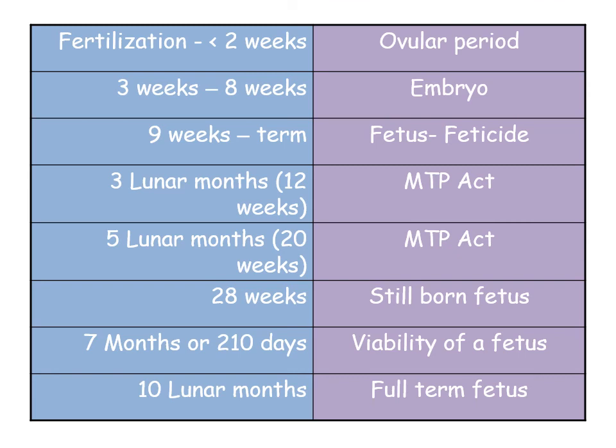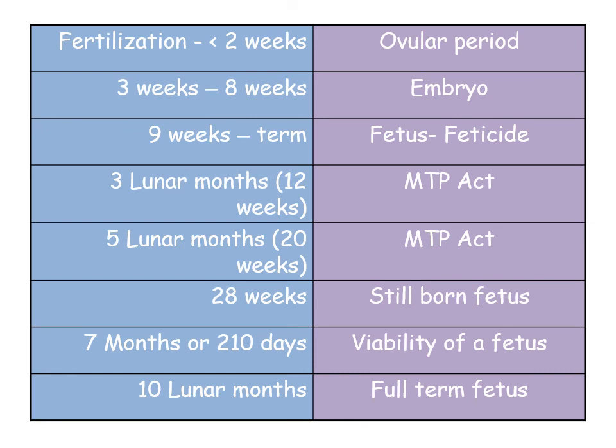That is, with one doctor, a person can terminate the pregnancy. At the end of 5 lunar months, it could be done with the help of 2 doctors. Now it has changed to 24 weeks. So with the help of 2 doctors, a person can terminate the pregnancy. Then at 28 weeks, it is considered a stillborn fetus.